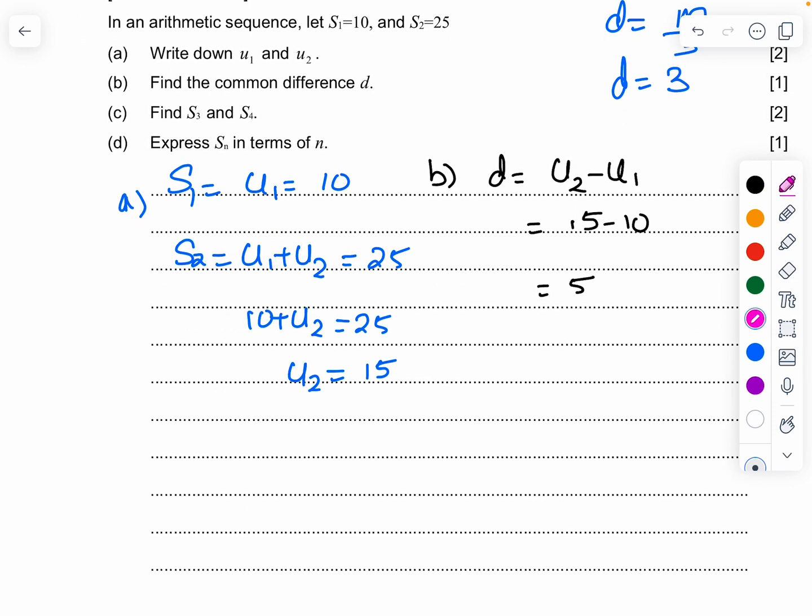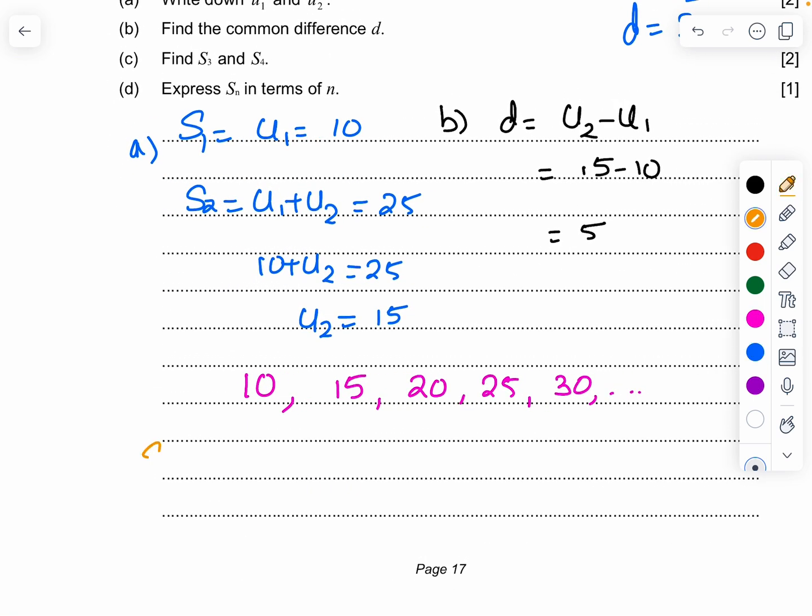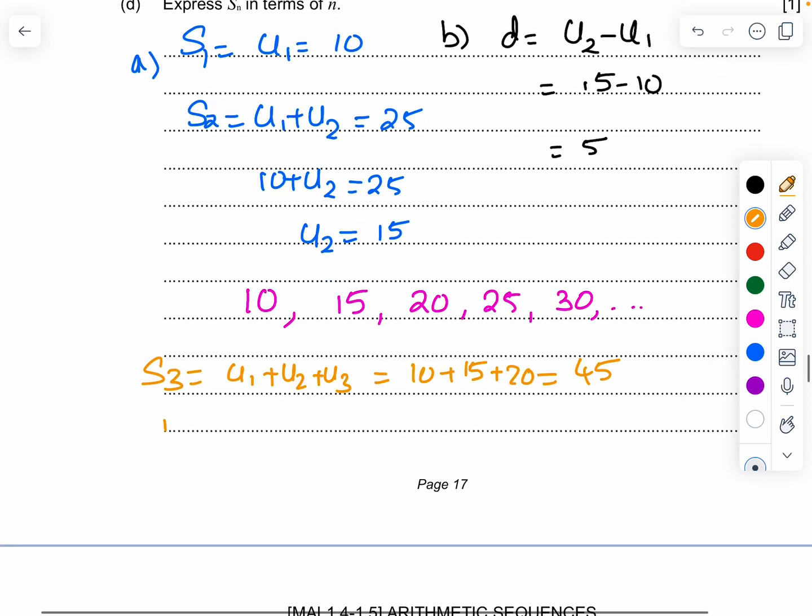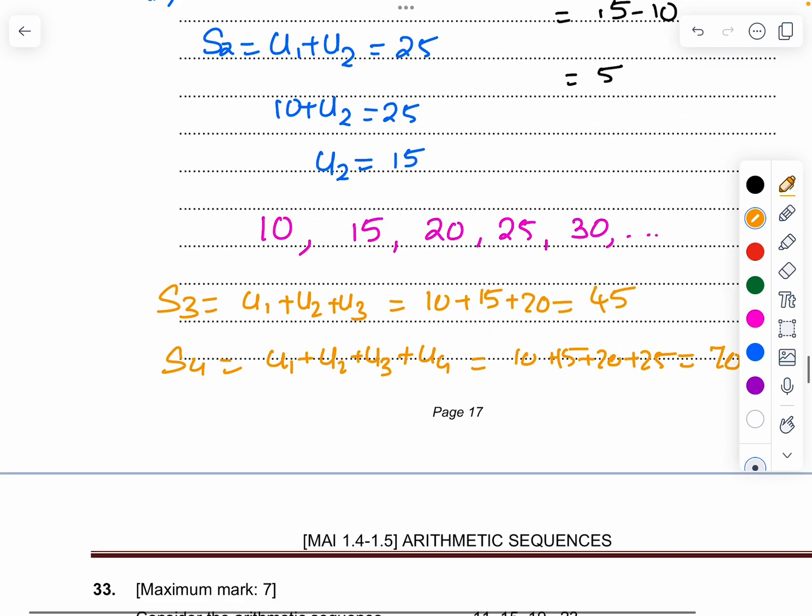Then we are asked, what are the terms? 10, 15, so the next term will be 20, the next term will be 25, next term will be 30, and so on. So what is being asked? S3. S3 means U1 plus U2 plus U3, which is 10 plus 15 plus 20, which is nothing but 45. S4, U1 plus U2 plus U3 plus U4, which is 10 plus 15 plus 20 plus 25, which is nothing but 70. Express Sn in terms of n.